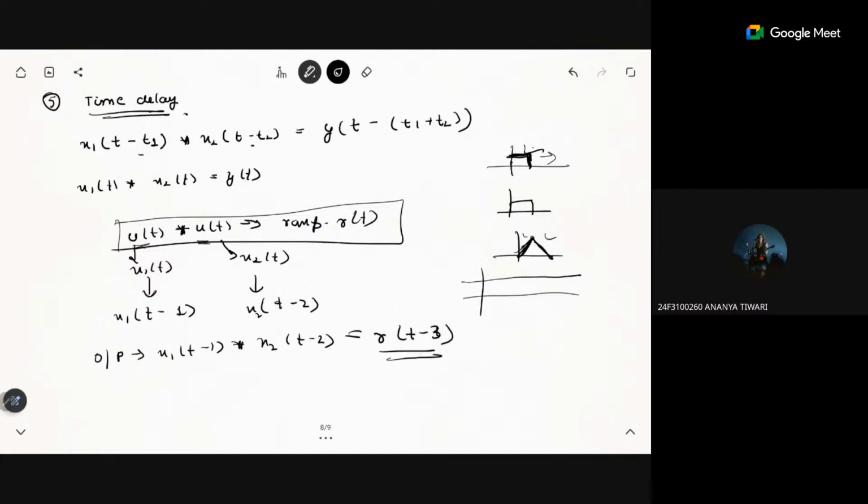So how does this happen? R of t minus t1 plus t2. T1 is 1, T2 is 2. So R of t minus 3. So if you get a question like this, you can get the answer without solving. This is the time delay property.